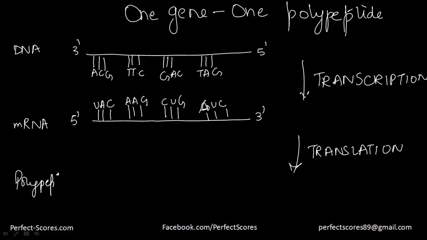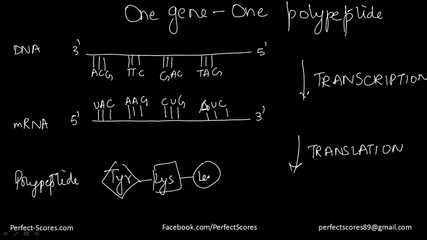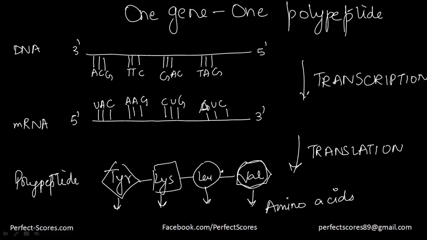A polypeptide does not have a direction like 5' to 3'. So for example, we are going to have a polypeptide chain like this. This is just an example. Okay, so different shapes, and these are the component amino acids. So these are going to code like this. So I hope you'll be able to draw a better diagram.